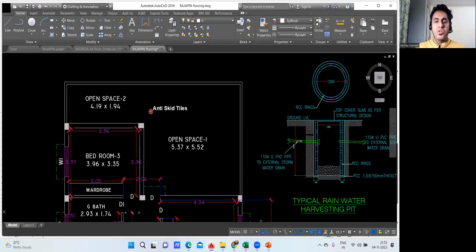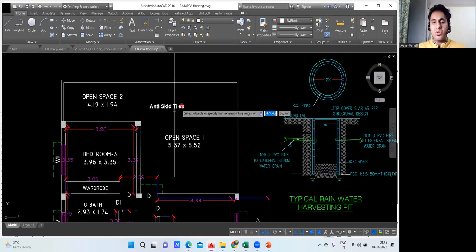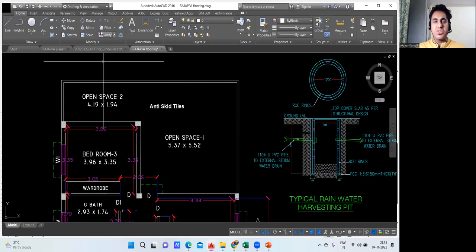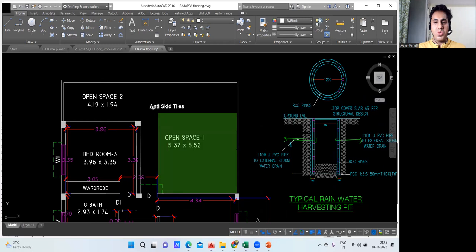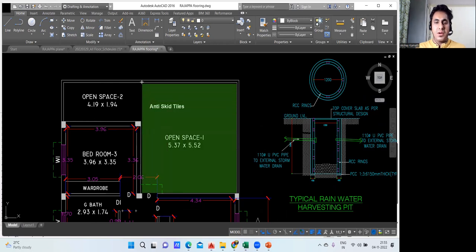I'll go back here. So I've divided it into two areas. This is open space one, and this is open space two. So this is my open space one, that is from here to here. This is one area, this much area, and then this is my second area. This is my open space 2.